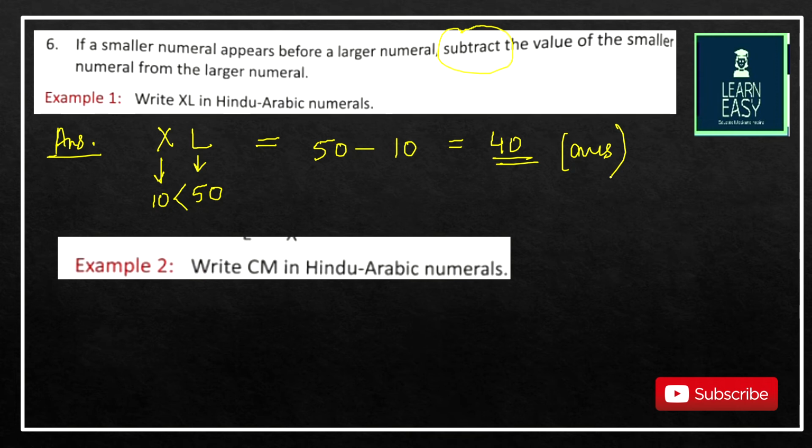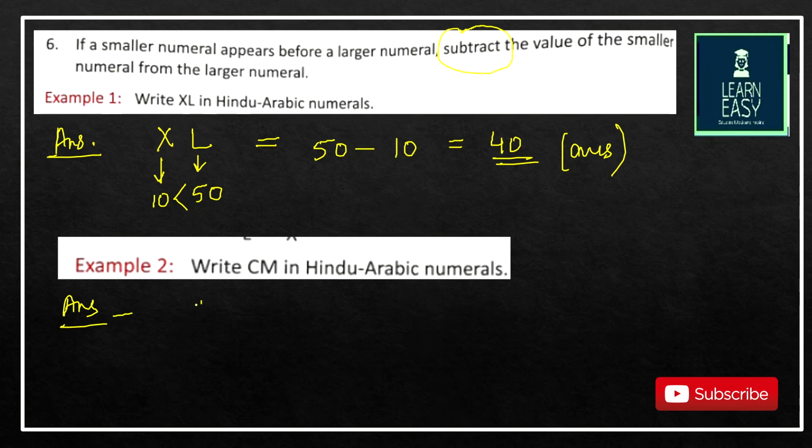What I have done is XL in Hindu Arabic numerals. That means X is 10, L is 50. When we have a smaller numeral at first place, then we have to subtract.